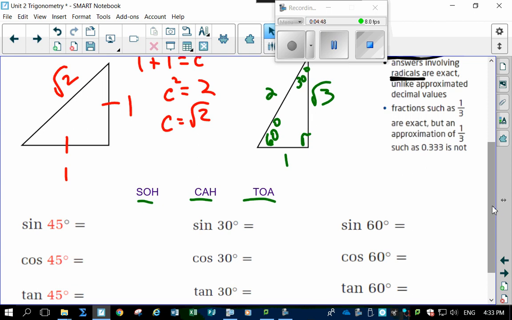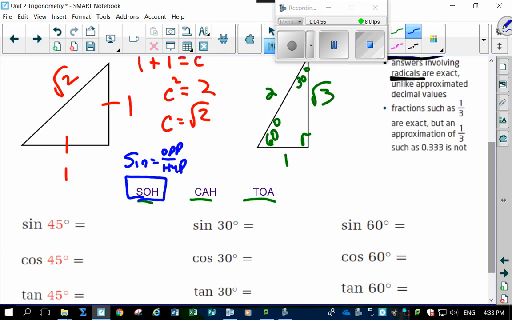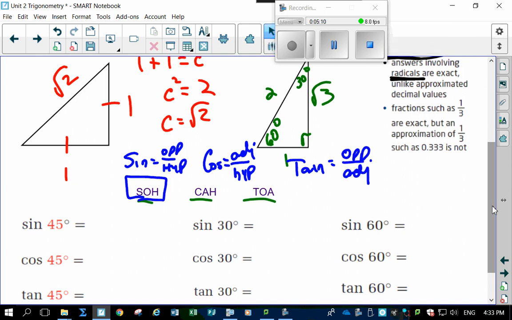Watch. Remember SOHCAHTOA? Sine is the opposite over hypotenuse. Cosine is the adjacent over the hypotenuse. Tangent is the opposite over adjacent. And it always gave you some sort of crazy decimal, right?